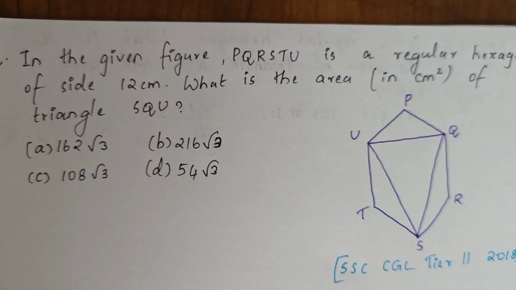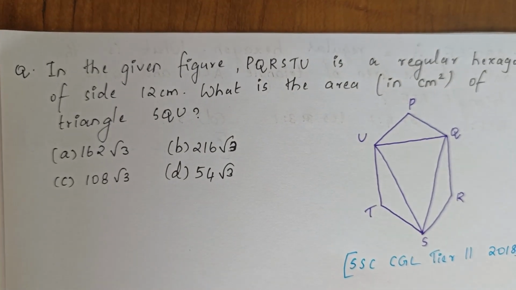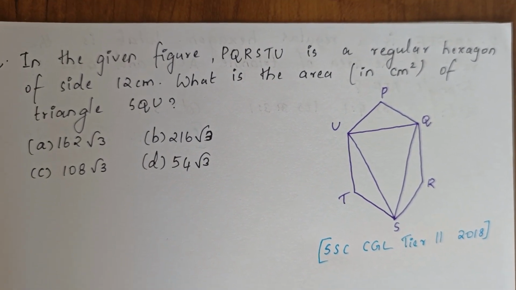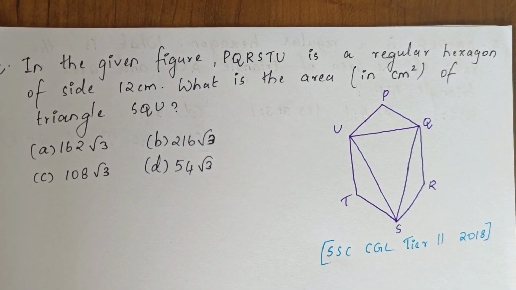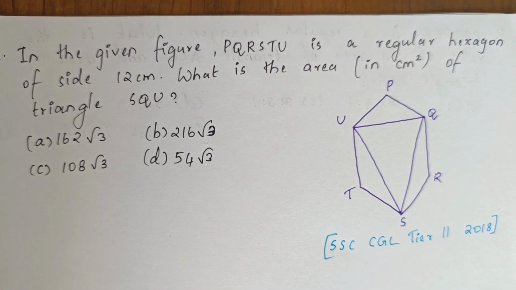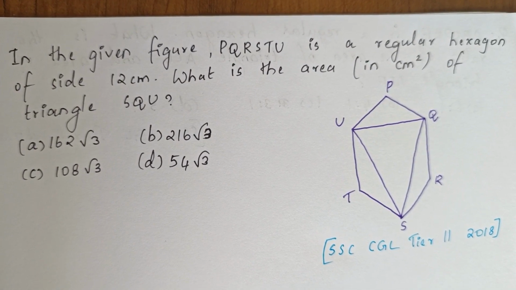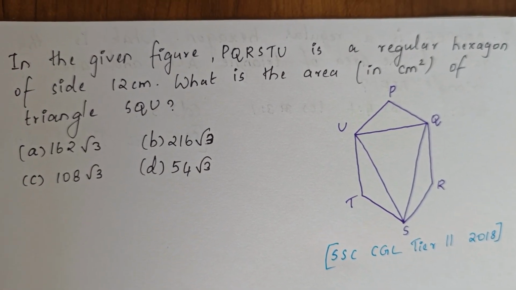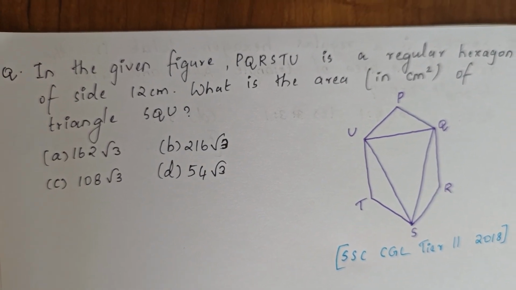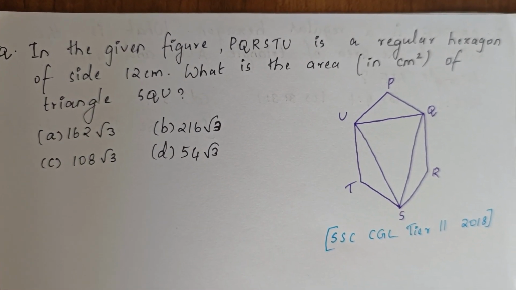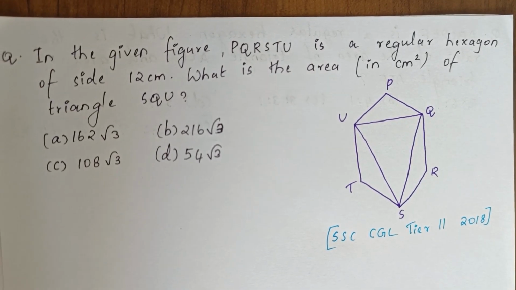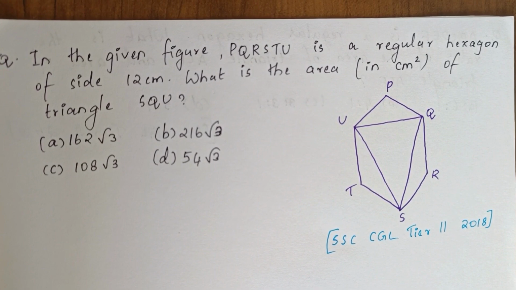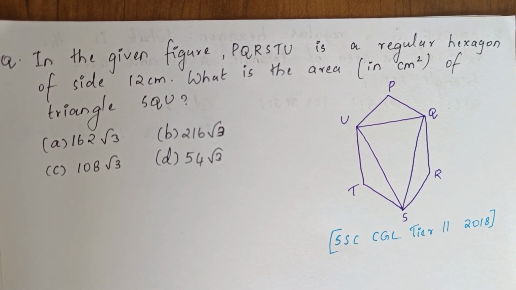Next question. In the given figure, PQRSTU is a regular hexagon of side 12 cm. What is the area in centimeter square of the triangle SQU? Option A is 162 root 3, option B 216 root 3, option C 108 root 3, and option D 54 root 3. So this was asked in the year 2018 for SSC CGL tier 2, and the diagram is also given.